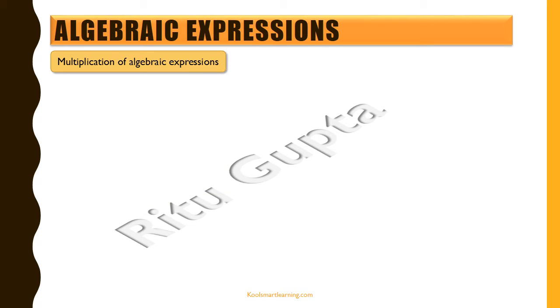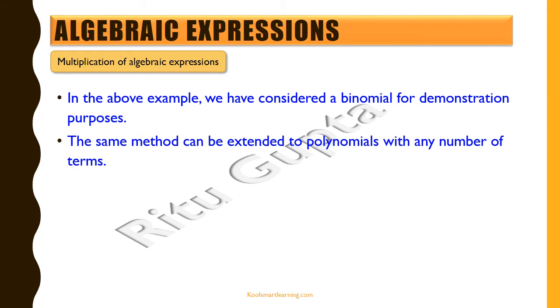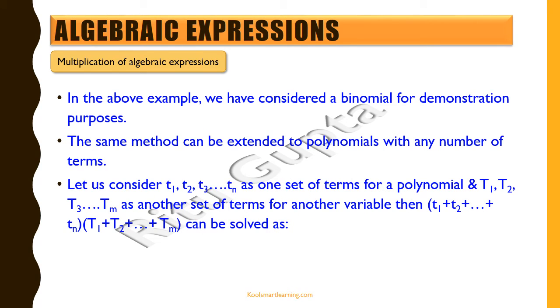Let's now see how we multiply different algebraic expressions with multiple terms. In the above example, we've just considered a binomial for demonstration purposes. Now we'll see how we can extend the same method to polynomials with any number of terms. Let's take two polynomials, first with n terms, small t1, t2 till tn, and the second polynomial with m terms named capital T1, T2 till Tm.